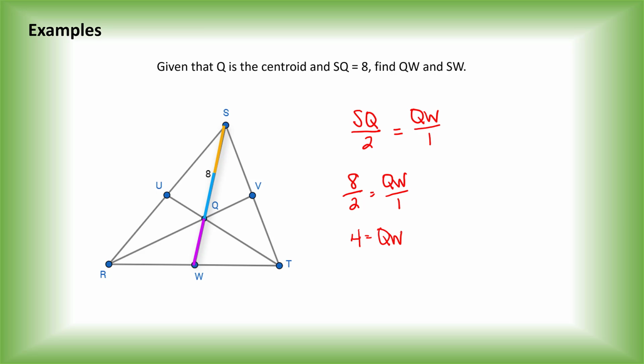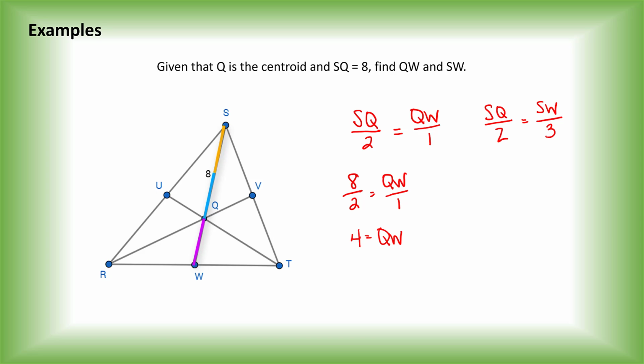We also need to find SW. Remember, always start with the segment you have information about. So this was SQ. SQ was made up of 2 colors, orange and blue. And we want to find SW, so the segment goes on top. How many colors make up SW? Orange, blue, and pink. 3, so we divide by 3.